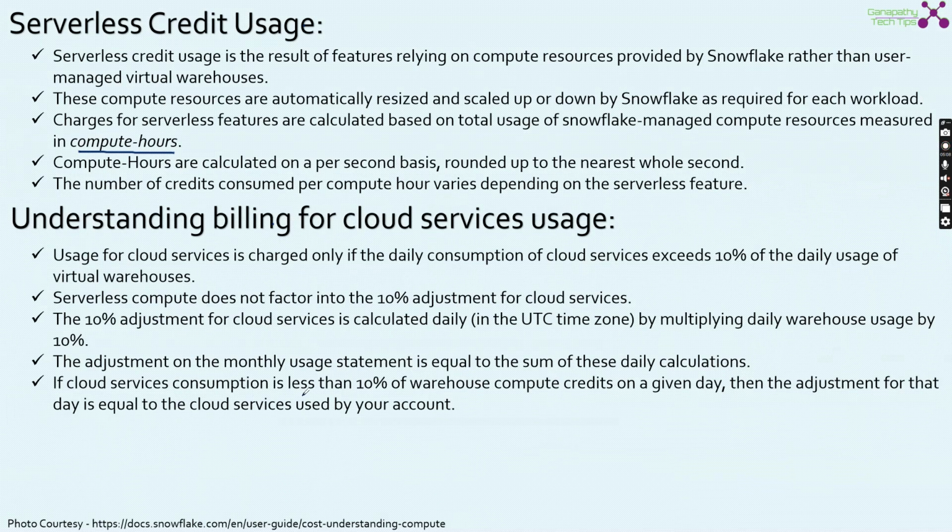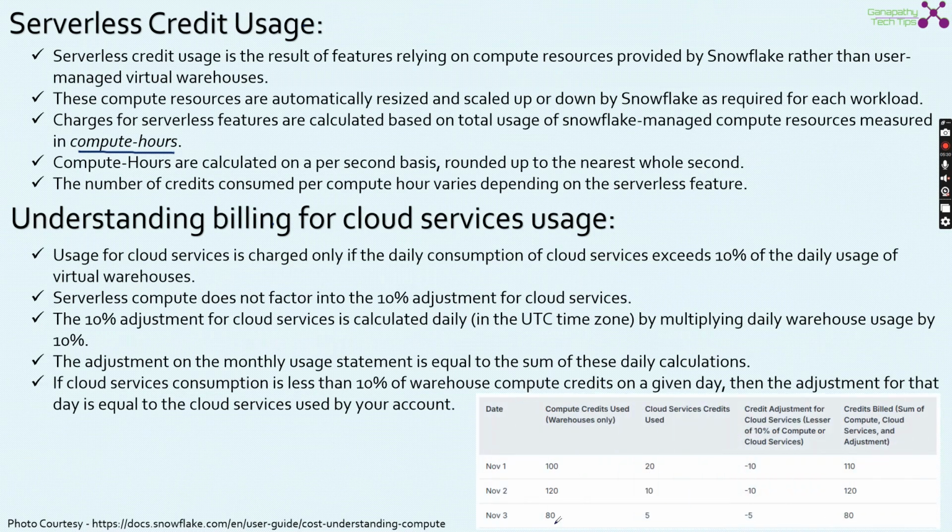If the cloud services consumption is less than 10% of the warehouse consumed credits for the given day, then the adjustment for the day is equal to the cloud services used for your account. This is again a slightly trickier statement, but what they are trying to say here is that if your cloud services consumption is less than 10%, then you will be waived off, meaning there is no extra charge added to you. Now you can see this very clearly.